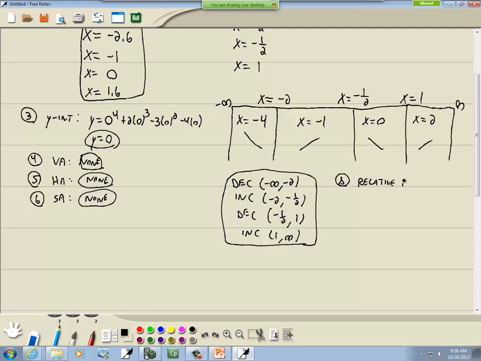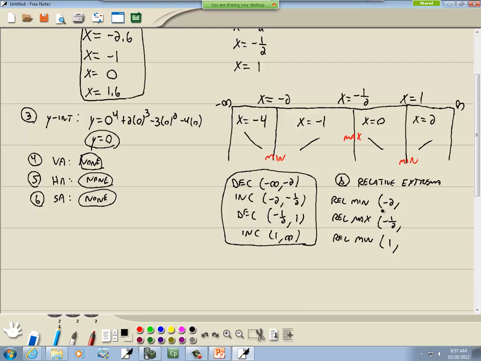So relative Extrema. Well, we have mins and maxes where our increasing, decreasing changes, assuming the graph exists there. See how this is decreasing, changes to increasing, so this is a min. Here it's increasing, changes to decreasing, so this is a max. Here it's decreasing, changes to increasing, so this is a min. So we're going to have a relative min at -2 something. We'll have a relative max at -1/2 something, and we'll have a relative min at 1 something. Those are my x values across the top, my critical values.